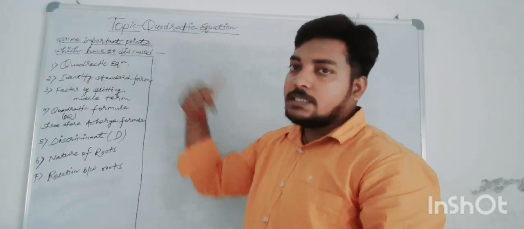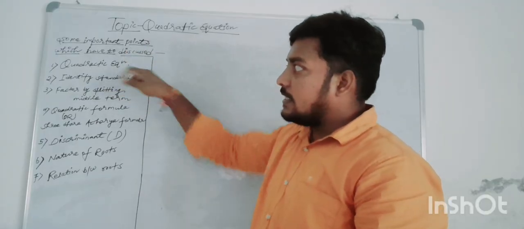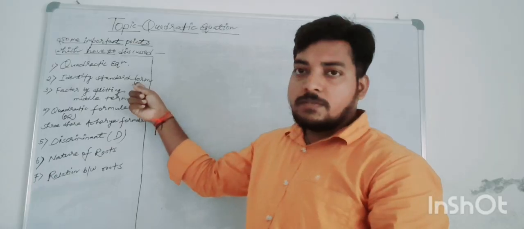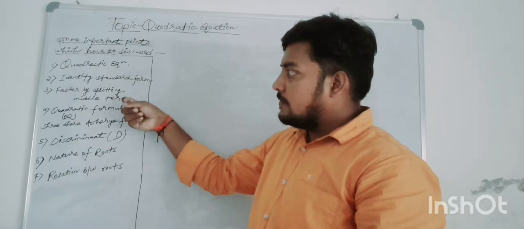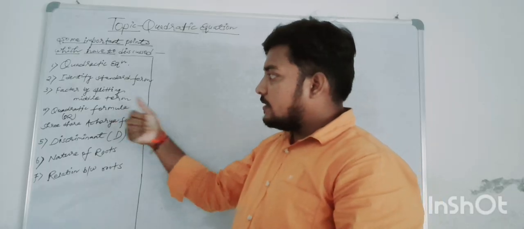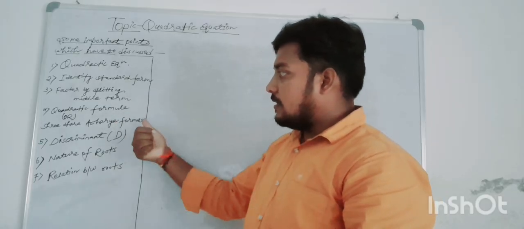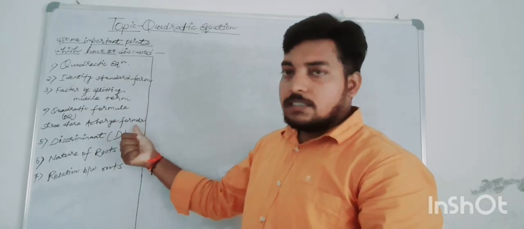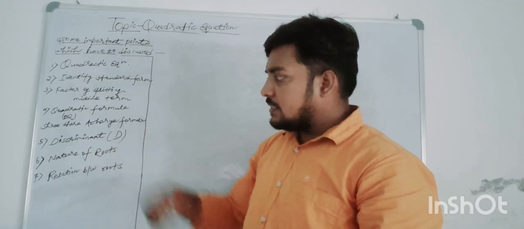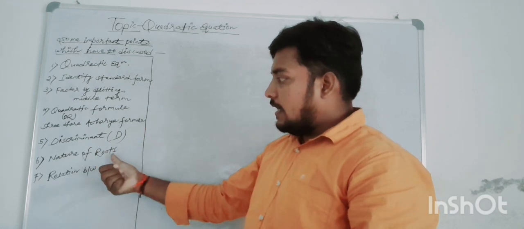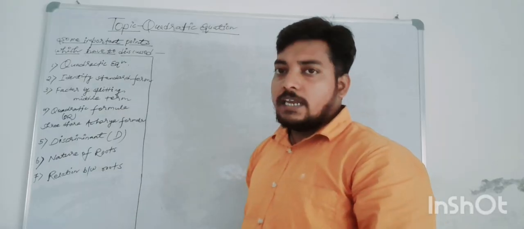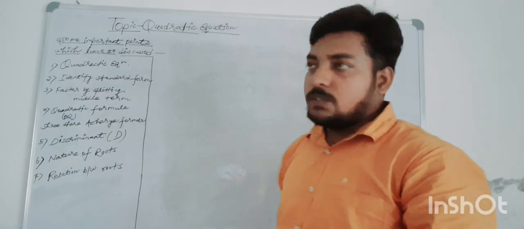First is quadratic equation, second is identify the standard form of the quadratic equation, third one is factor by splitting middle term, fourth one is quadratic formula, also known as Sridhara-Acharya formula. Fifth one is discriminant, sixth one is nature of roots, and last one is relation between the roots.